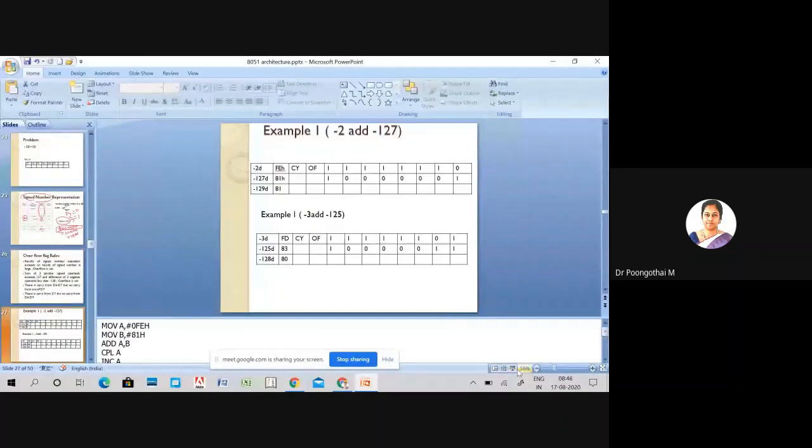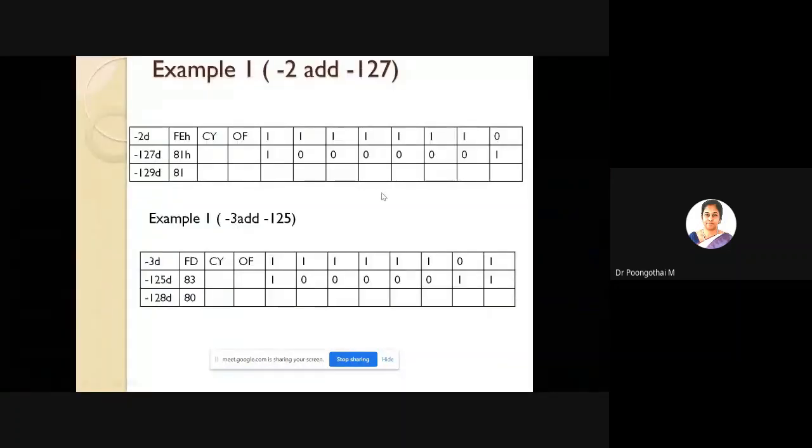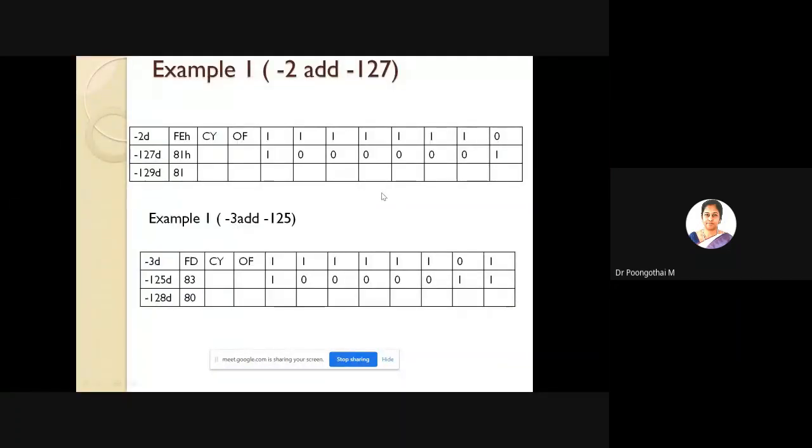So let's see an example regarding this overflow flag. Let's try adding minus 2 and minus 127. So we are adding two negative numbers here. For minus 2, the hexadecimal representation is FE, and for minus 127, the hexadecimal representation is 81H. Add these two numbers and find out the status of your PSW except your overflow flag.